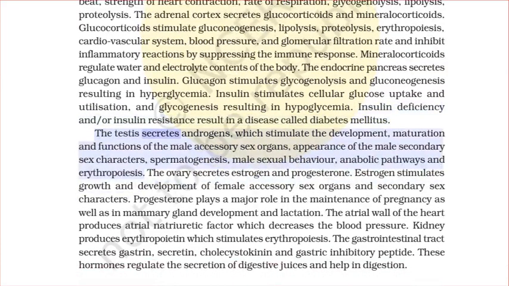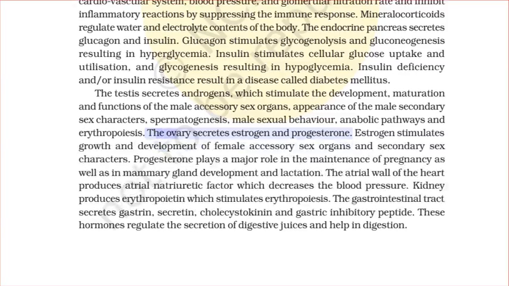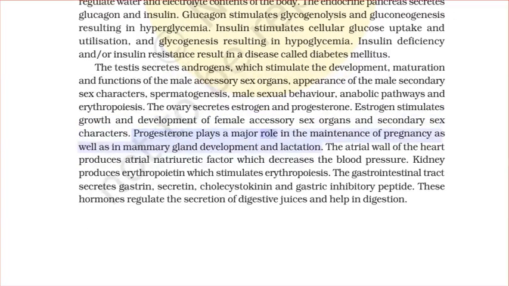The testes secrete androgens, which stimulate the development, maturation, and functions of the male accessory sex organs, appearance of the male secondary sex characters, spermatogenesis, male sexual behavior, anabolic pathways, and erythropoiesis. The ovary secretes estrogen and progesterone. Estrogen stimulates growth and development of female accessory sex organs and secondary sex characters. Progesterone plays a major role in the maintenance of pregnancy as well as in mammary gland development and lactation.